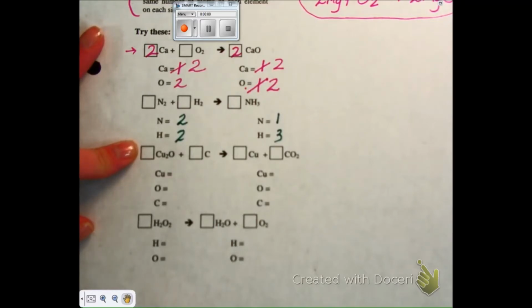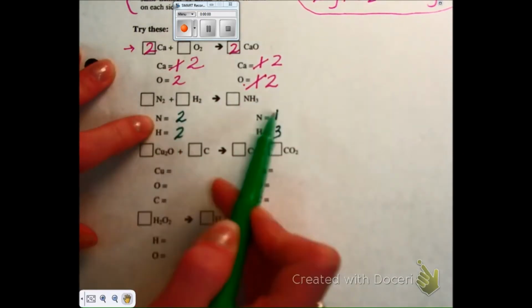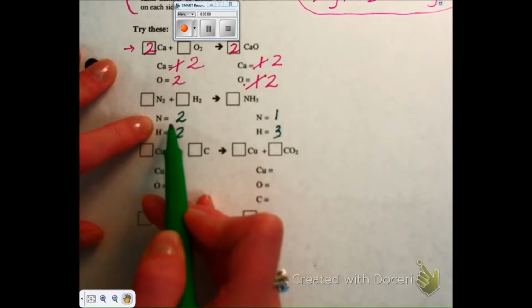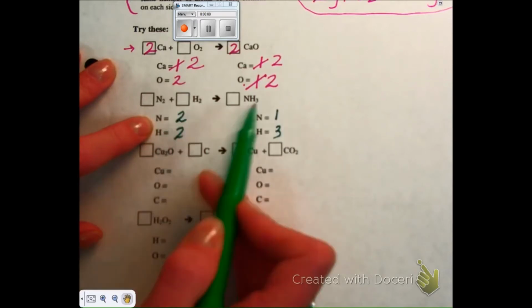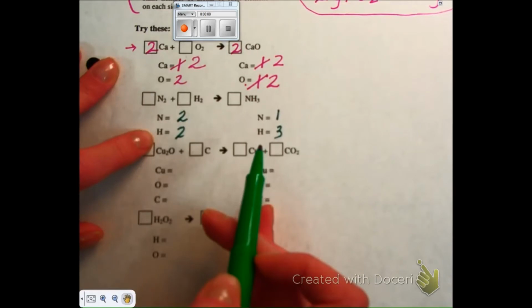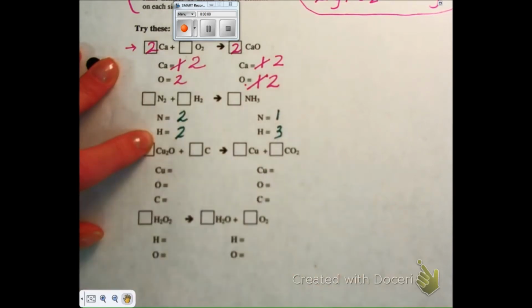Now, are either of these balanced? No, they are not. I need to have the same number of nitrogen on my product side as I do on my reactant side, don't I? Yes. Okay, because I know I started with 2 in this reaction. I have to have the same amount on the product side. That matter did not disappear. Okay, same with hydrogen. So, where should we start?